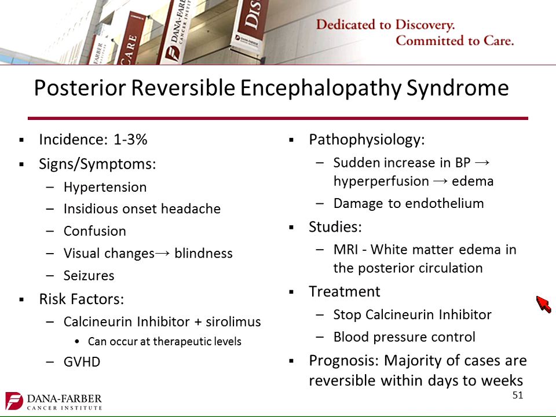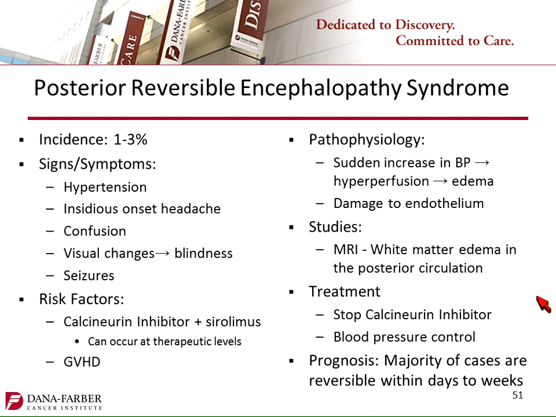So what about PRES? This is what the diagnosis ended up being. So posterior reversible encephalopathy syndrome, the incidence is 1 to 3%. Signs and symptoms are hypertension that's refractory, insidious onset of headaches, confusion, visual changes, and eventually seizures. The risk factors are the combination, it can be calcineurin inhibitors alone, but the combination of calcineurin inhibitors and sirolimus increases your risk. And graft-versus-host disease.